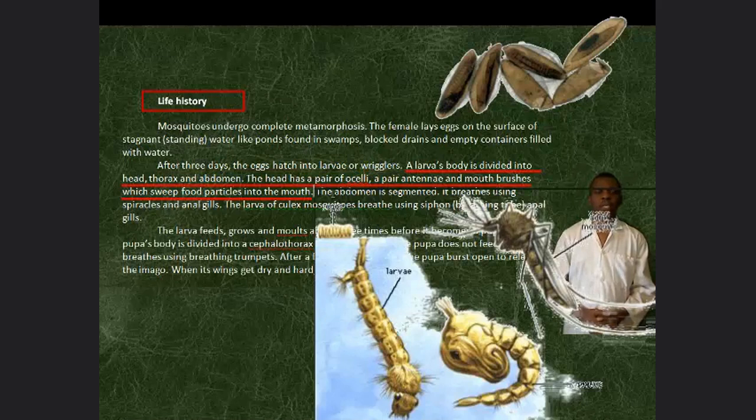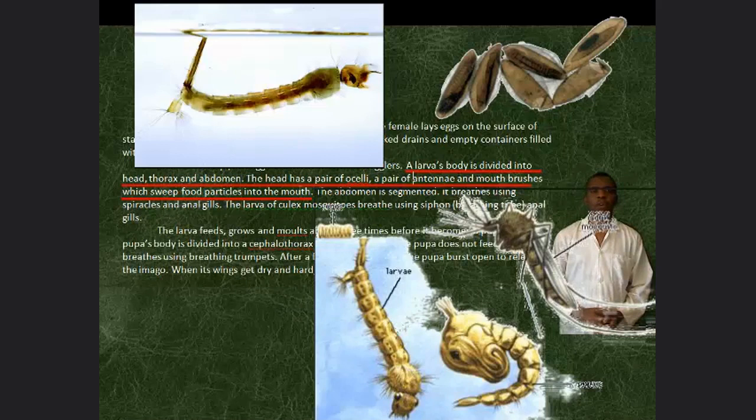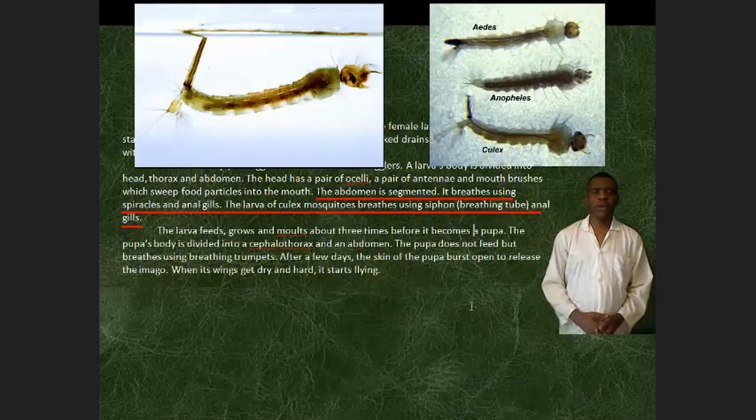A larva's body is divided into head, thorax, and abdomen. The head has a pair of ocelli, a pair of antennae, and mouth brushes which sweep food into the mouth. The abdomen is segmented. It breathes using spiracles and anal gills. The larva of the Culex mosquito breathes using a siphon, that is, a breathing tube, and anal gills.